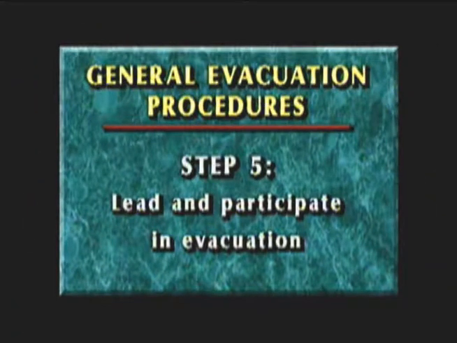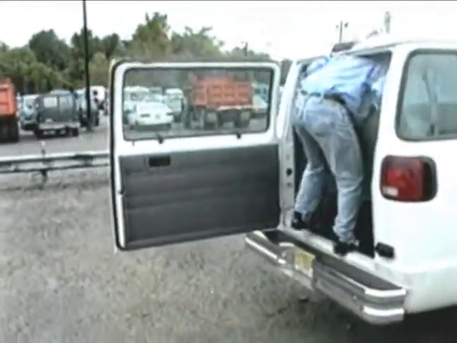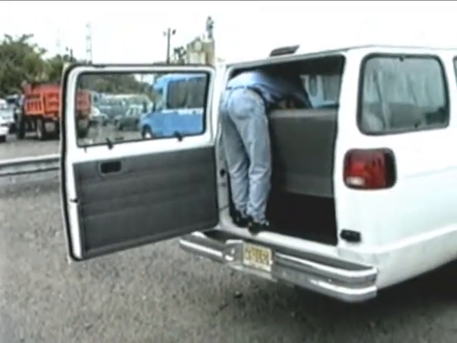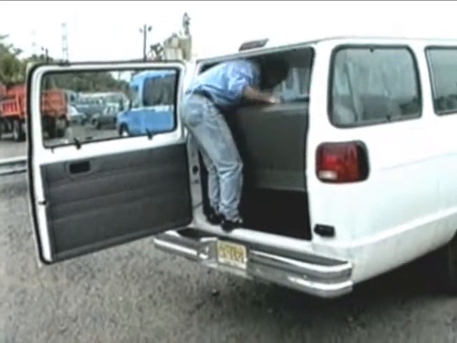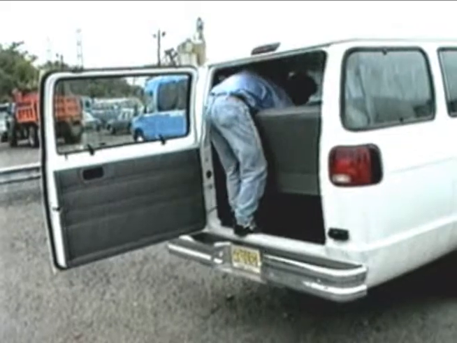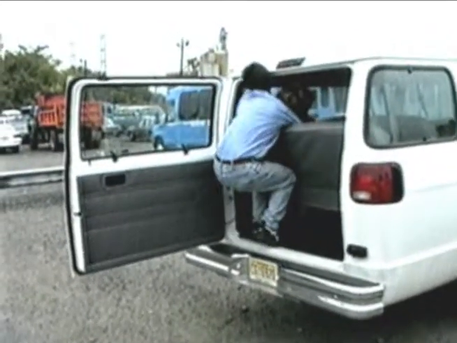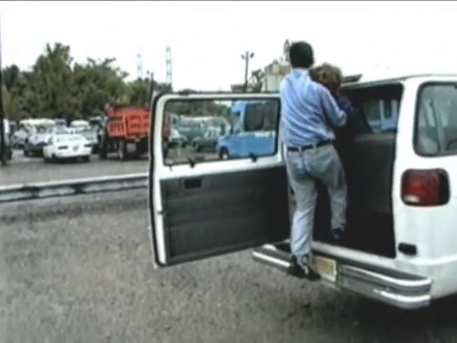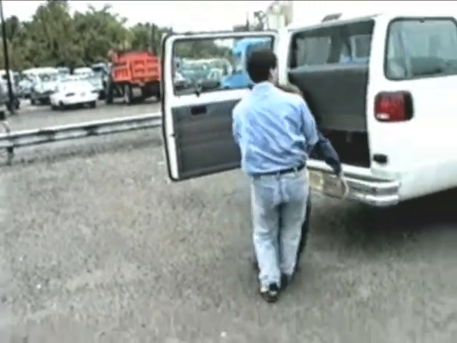Step 5. Lead and participate in evacuation. Evacuation is the most critical step in saving lives. The characteristics of each emergency requiring evacuation will be different. Remember your own physical limitations and capabilities. Don't perform any evacuation technique which will cause you injury. Use techniques with which you are familiar and confident. How a rider wants to be evacuated is secondary to what is necessary in an emergency.